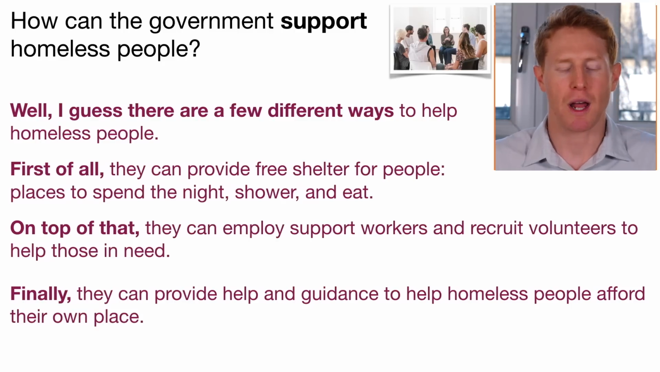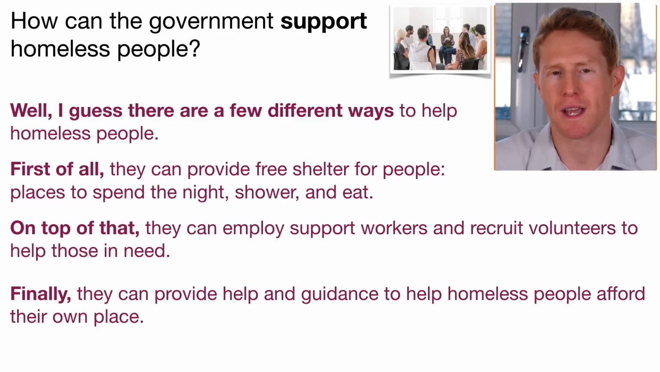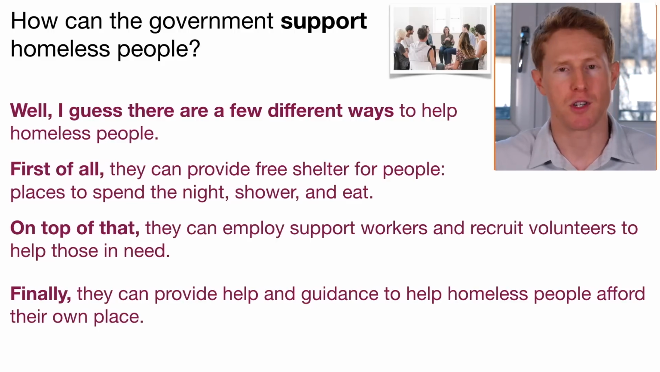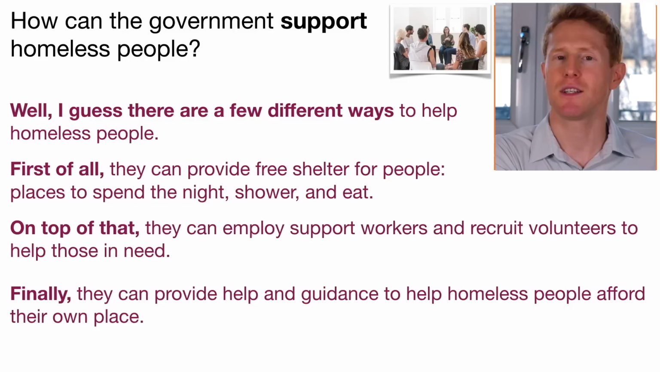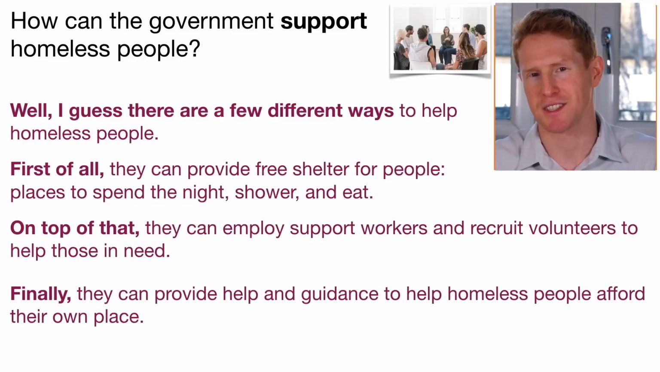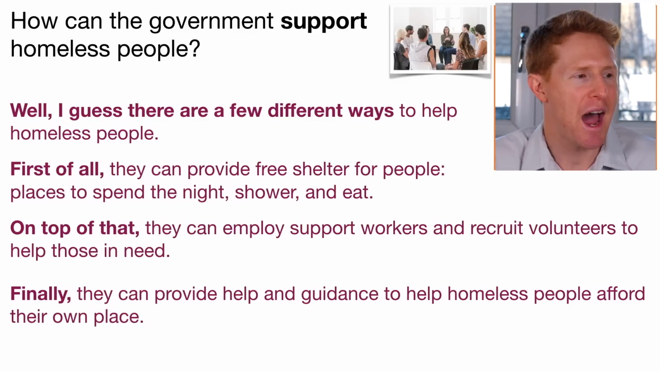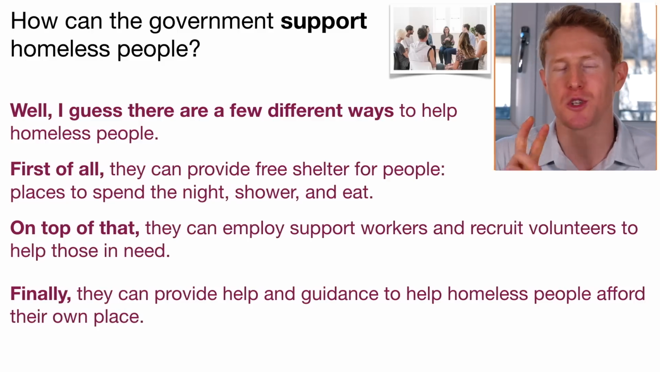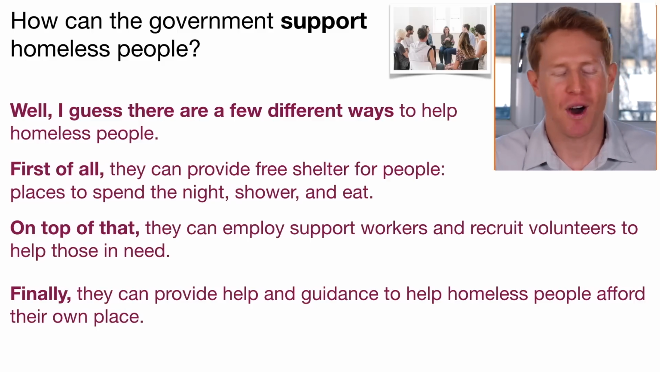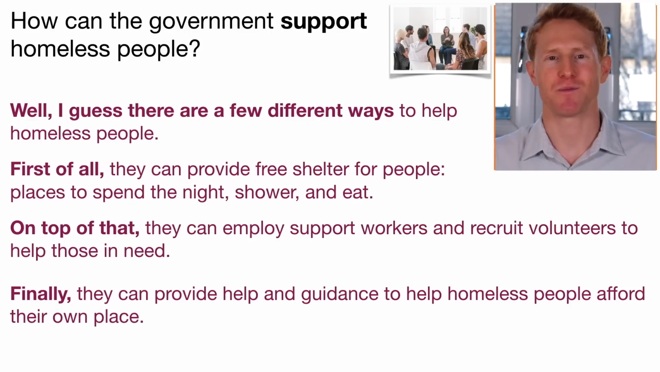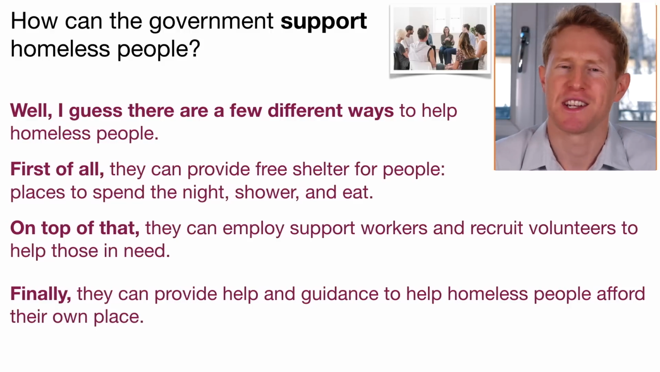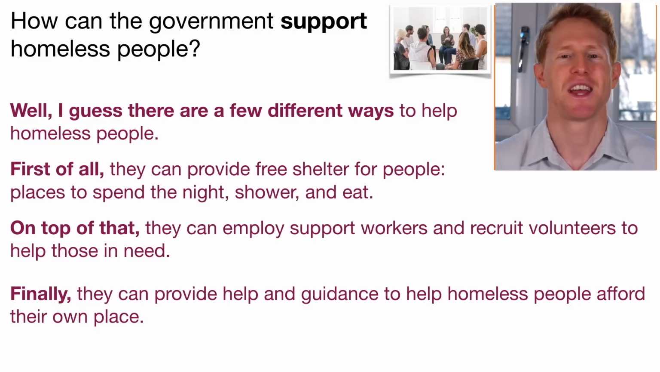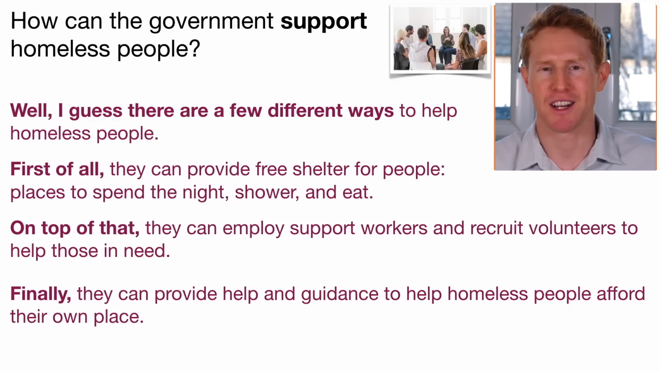So I could say, well, I guess there are 3 ways that the government can support homeless people. First of all, da-da-da-da. Secondly, da-da-da. Thirdly, da-da-da-da. Now, if you're going to say how many ways there are to help, I would always suggest that you say 2 ways. Because what I see very regularly is students saying, there are 3 ways to help homeless people. First of all, blah, blah, blah, and they have a great answer. Second of all, blah, blah, blah, and they have a great answer.